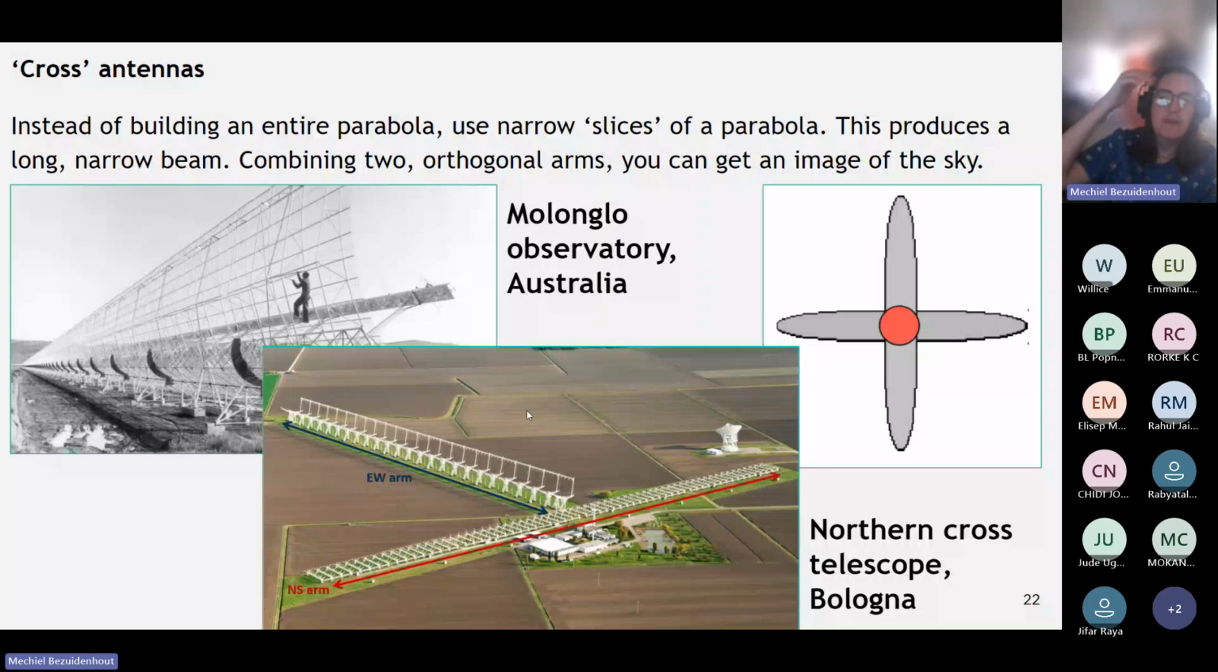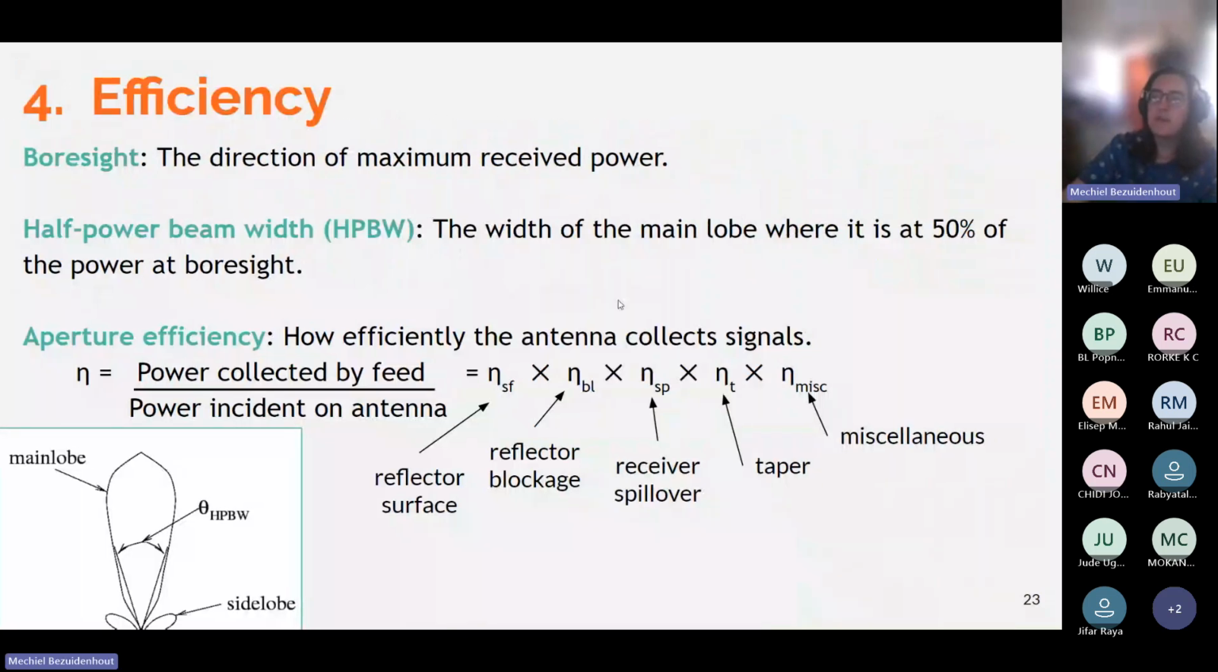Right. Then finally, we have to make some considerations about what factors make a radio antenna efficient. So let's define some terms before that. The boresight of the antenna is the direction of the maximum power received. So in the diagram on the bottom left, you have a main lobe and some side lobes. We call the boresight the direction of the maximum power. So the boresight for this telescope will be right in the middle of that main lobe.